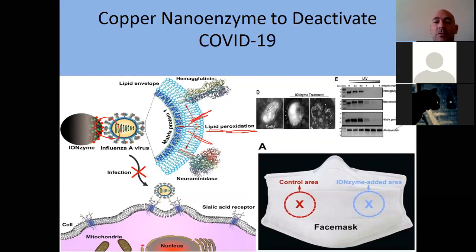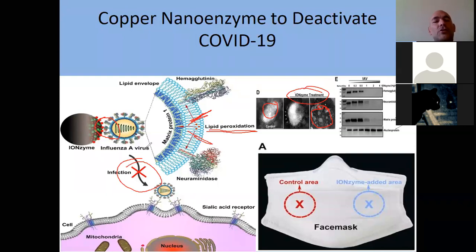Okay? And if you see on the right side, here you see this virus. And then if you increase the concentration of these copper nanoenzyme particles, what do you see? You see this breaking of the virus membrane. And because of that, now this virus cannot infect cells anymore, okay?